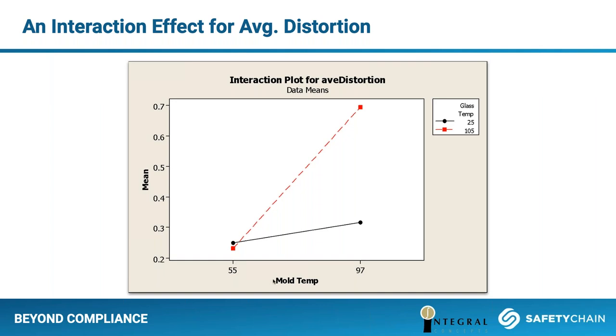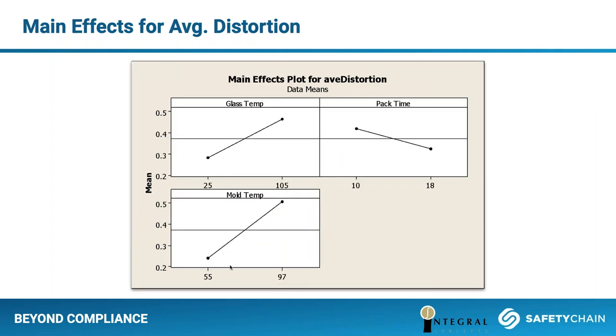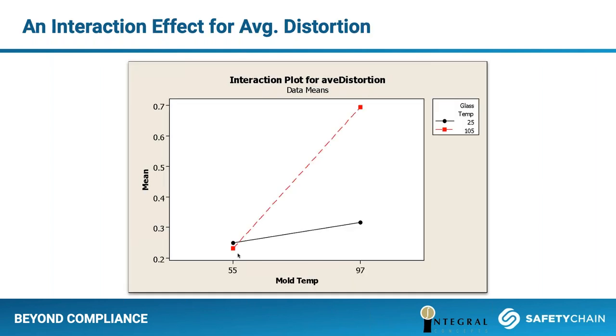And so I can't just go back and say, oh, increasing mold temperature increases distortion, because that's a lie. Really, what I have to say is the effect that mold temperature has depends on where glass temperature is. And I can actually mitigate its impact if I run cold glass. So this is some of the stuff that we pull out of DOE.